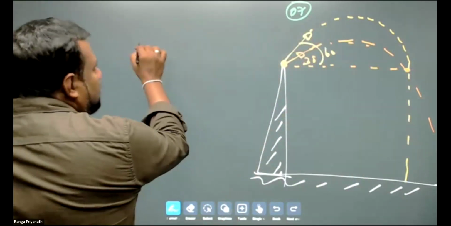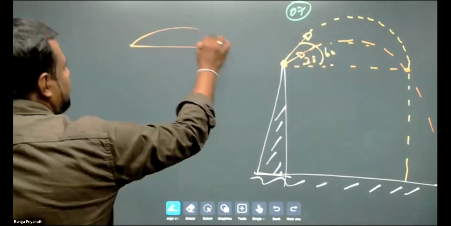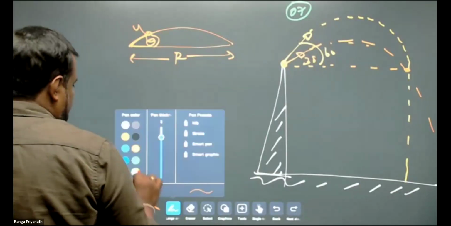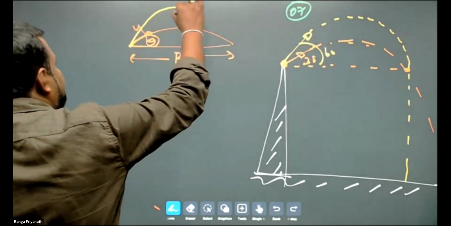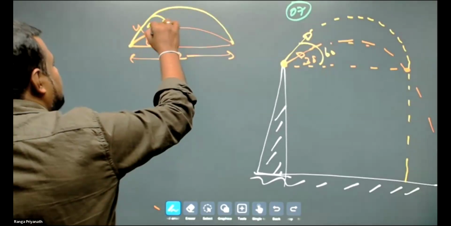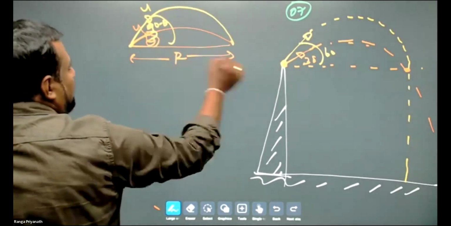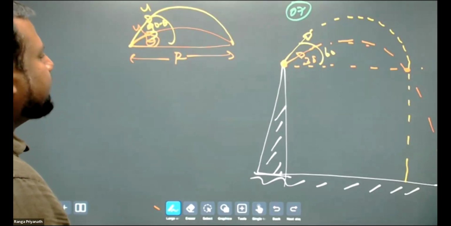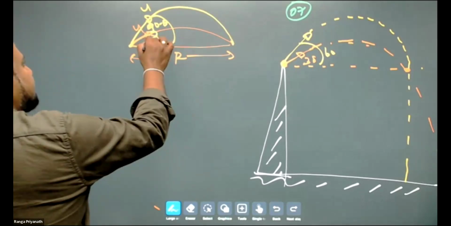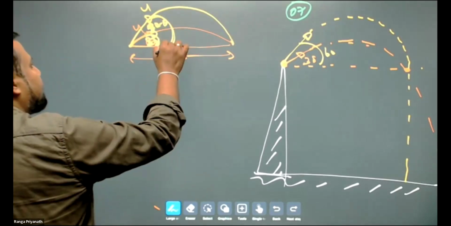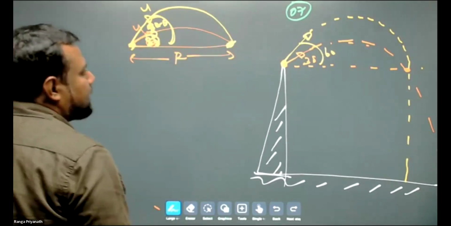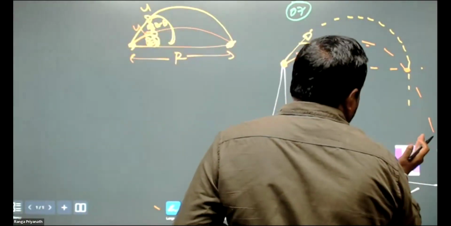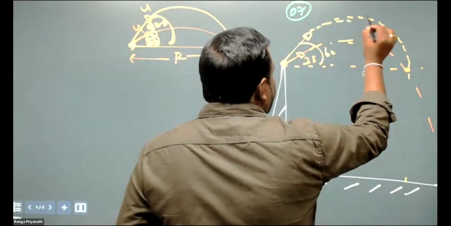You know that last week I explained that when you project an object with initial velocity u at angle theta, the horizontal range is R. If you project the same object with the same speed but at 90 minus theta, the same horizontal range is obtained. If one is projected at 30, the other must be projected at 60. Then you can obtain the same horizontal range.